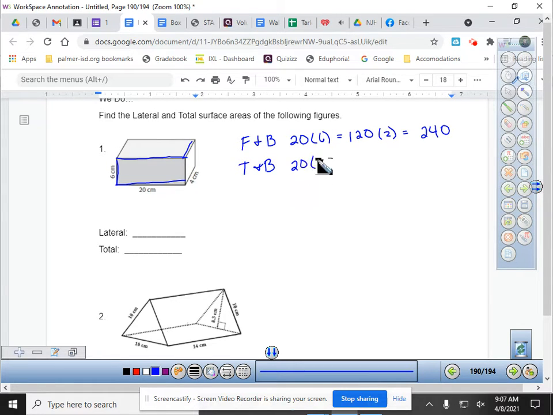It'll be 20 times 4, which equals 80. But wait, there's 2. What is that? 160. And then we're going to do the right and the left. What are the dimensions there? 4 and 6. There you go. What's that equal? 24. But wait, there's more. What's 24 times 2? 48. Add all those up for the total surface area.